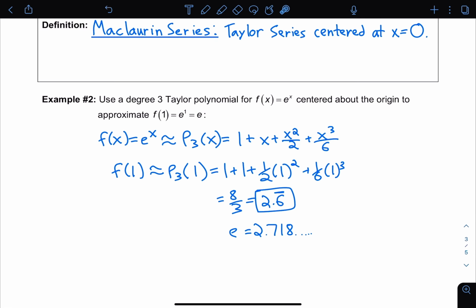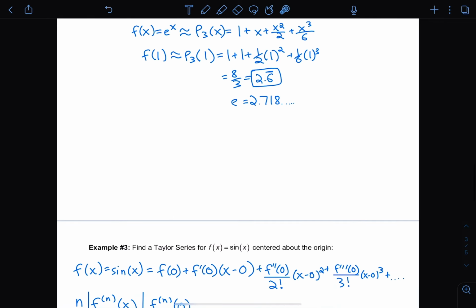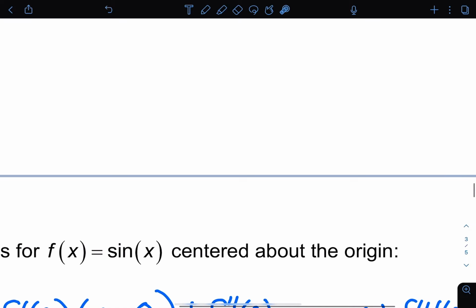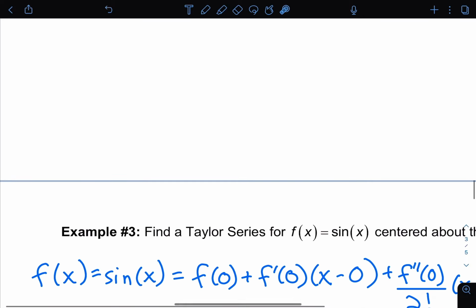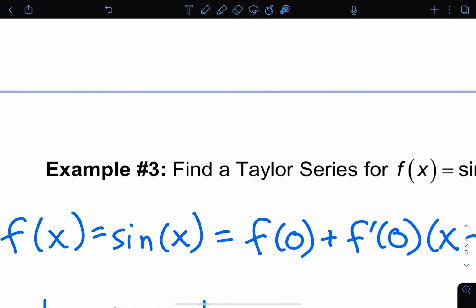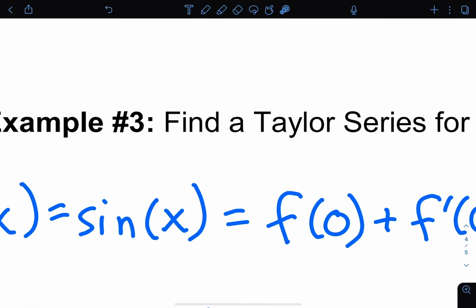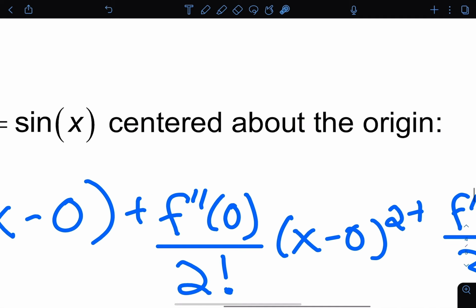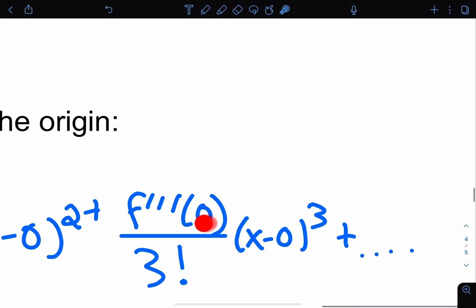Okay, let's go ahead and find another Taylor series. Let's do it for sine of x. Example 3, find a Taylor series for sine of x centered about the origin. All right, so sine of x, centered at the origin. So we start with f of 0 plus f prime of 0 times x minus 0 to the first plus f double prime of 0 over 2 factorial times x minus 0 squared plus f triple prime of 0 over 3 factorial times x minus 0 to the third, and so on.